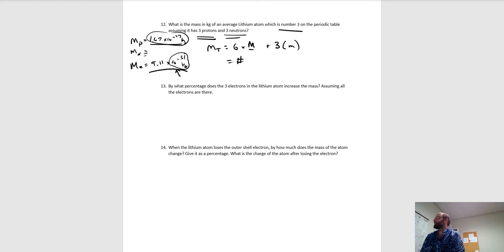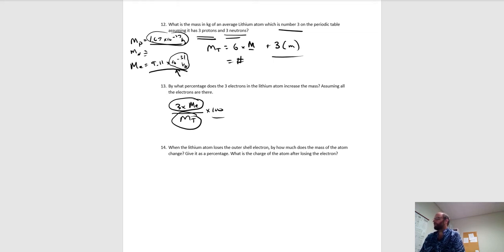Now, by what percentage do the electrons affect this? Once you get that total number, we're going to take this term, 3 times the mass of an electron, and divide it by that total mass, and then times 100 to get a percentage. So this is the mass of 3 electrons, and this is the total mass that you calculate in number 12, times 100 to make it a percentage. You should get a very, very small number, probably something like 0.001, give or take.